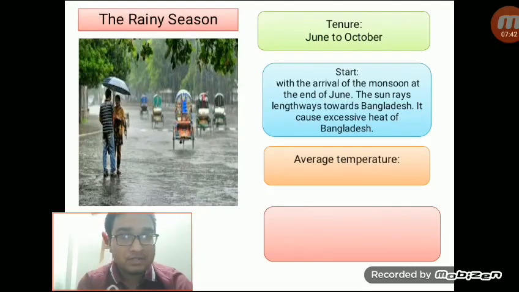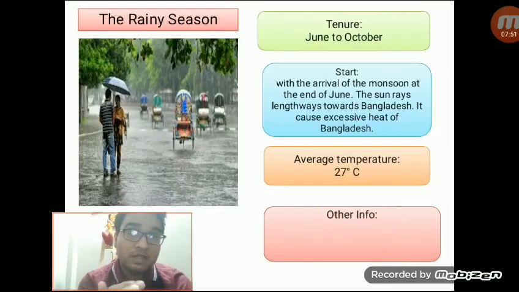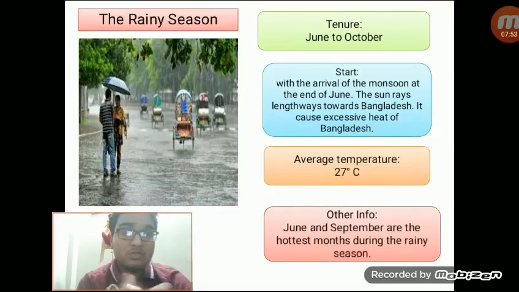Then the average temperature during this season is 27 degrees Celsius. Then other information: June and September are the hottest months during the rainy season. So basically, June and September are the hottest months during the rainy season.